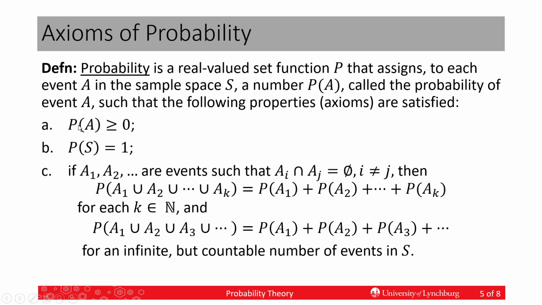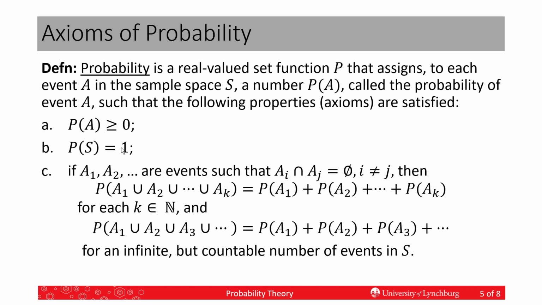So P of A has to be greater than or equal to 0. Notice it can be equal to 0. The probability that something is impossible is 0. If it's impossible for something to occur, the probability of that occurring should be 0. The probability of the sample space is equal to 1. So if you perform an experiment or random process, then at least one of those possible outcomes has to occur, doesn't it? We call it certainty.